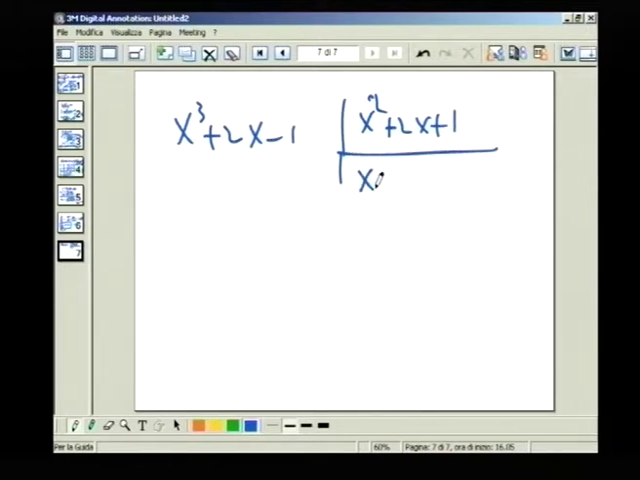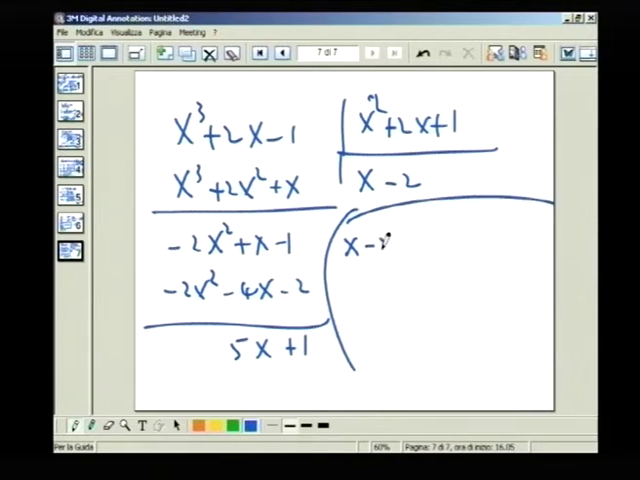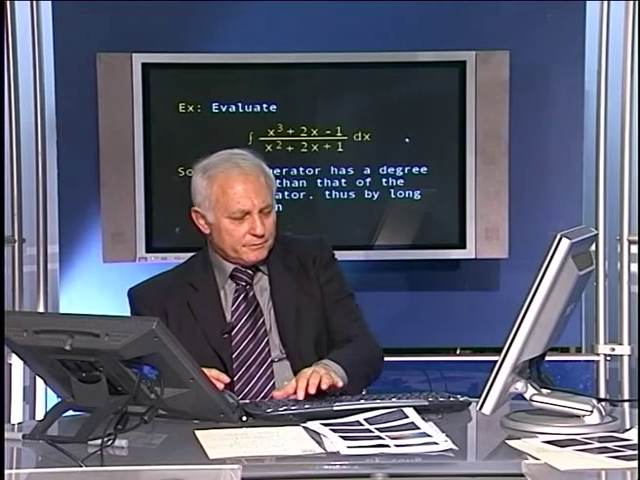So you divide and you get x; you have x cubed plus 2x squared plus x, you subtract, you get minus 2x squared plus x minus 1. Again, here you have minus 2, so you have minus 2x squared minus 4x minus 2. You subtract, and you have 5x plus 1. So at the end, you have x minus 2 plus (5x plus 1) divided by x squared plus 2x plus 1. Let's see if we have calculated it correctly.